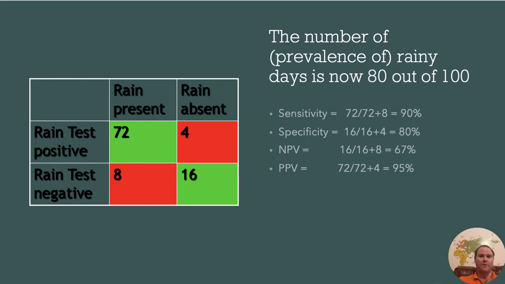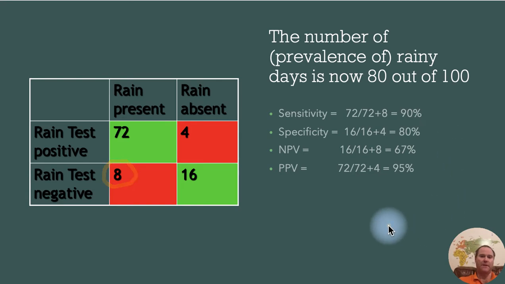If we want to do our sensitivity, what we've got to do is calculate the number of true positives, so 72 days, and divide that by the true positives plus the false negatives, which in this case is 8, and we get a figure of 90%.